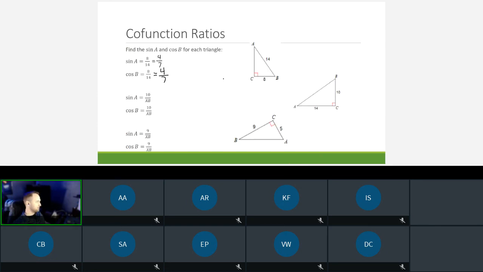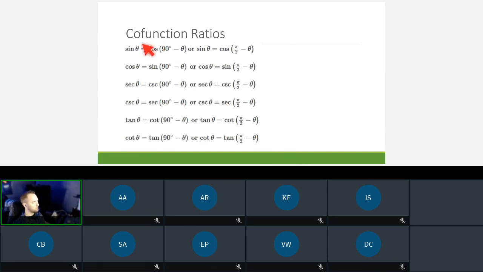I need a picture. I like pictures. So angle A and angle 90, they add up to 90 degrees. So that means angle B is 90 minus this other angle. Angle A is 90 minus the other angle. That's really what these cofunction ratios are. And just saying that angle is 90 minus the other angle. I know it's kind of silly, but that's just kind of what's going on here.